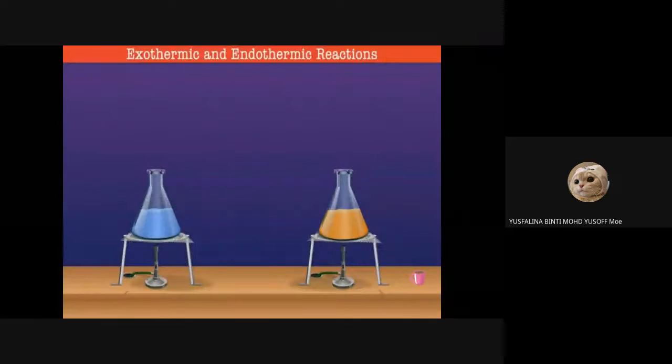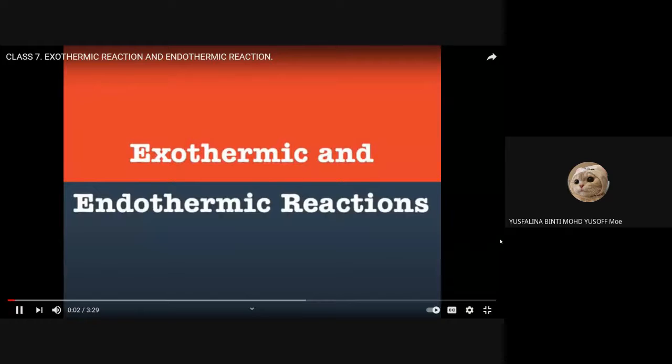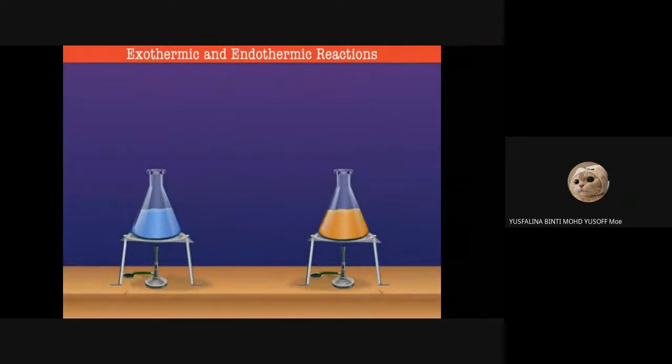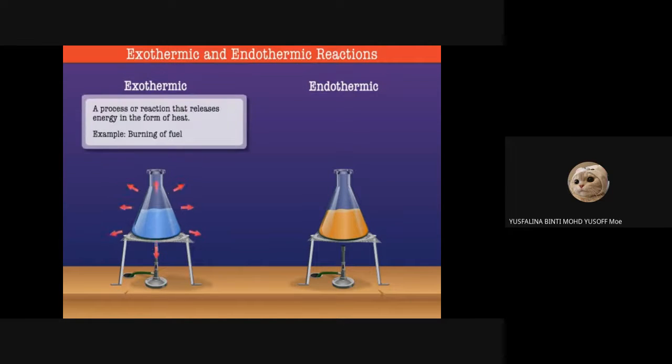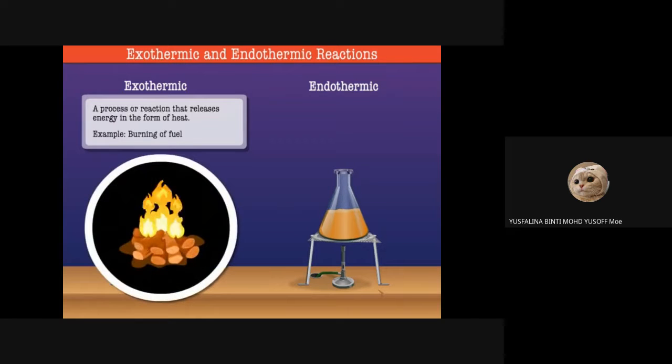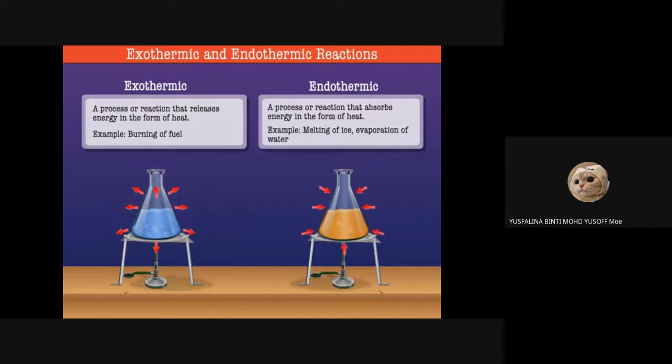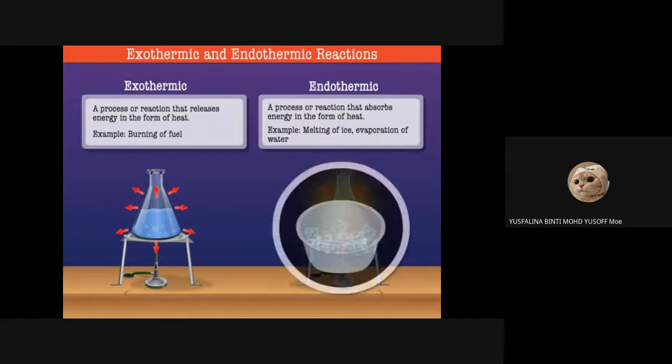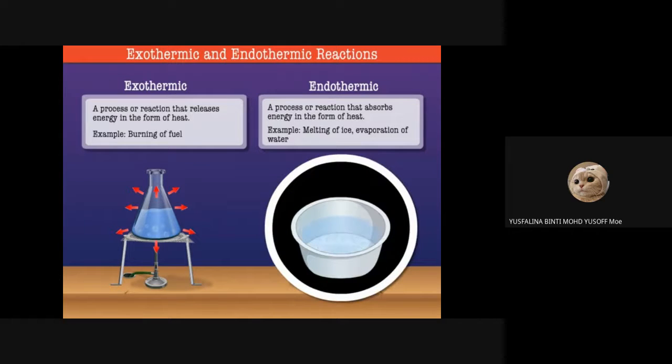Depending on the absorption or evolution of heat energy, we can classify reactions into two types: exothermic and endothermic reactions. An exothermic reaction describes a process that releases energy in the form of heat. Burning of fuel is exothermic. An endothermic reaction describes a process that absorbs energy in the form of heat. Melting of ice and evaporation of water are endothermic.